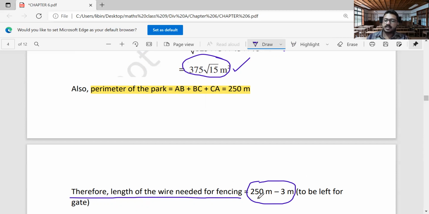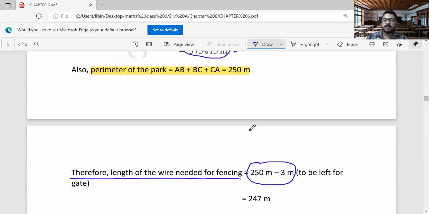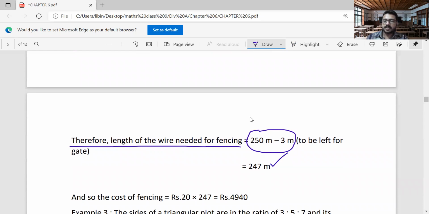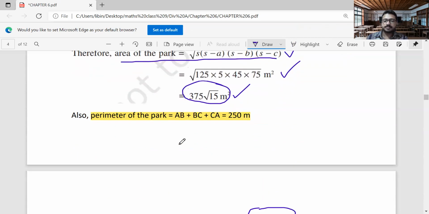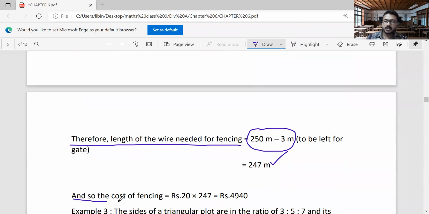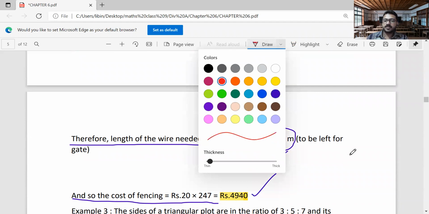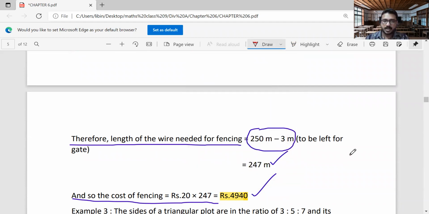Now we are finding the length of the wire. It is 250 minus 3, so that is 247 meter. And as given in the question, per meter it costs rupees 20. Therefore, the total cost of fencing will be rupees 20 into 247. That is, you can write it as rupees 4,940. That is the total cost of fencing around the triangular garden. I think this question is clear to you.